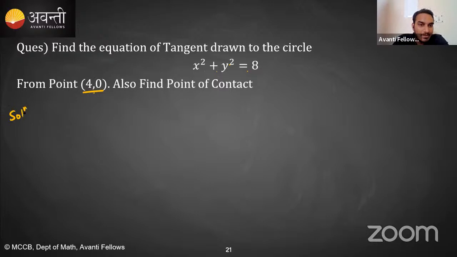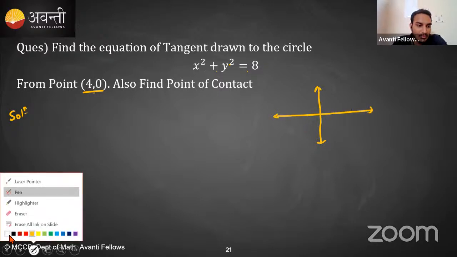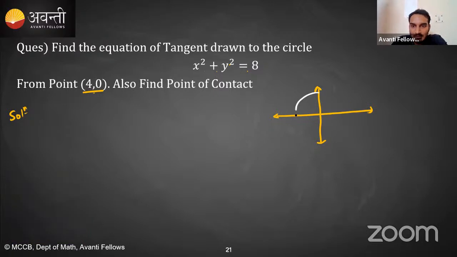For example, this is a circle that has the center (0, 0) and radius under root 8. So let's say this is the required circle. The radius is root 8, that is 2 root 2. So this is (2 root 2, 0). Center is (0, 0) and the point is (4, 0). So this is the point (4, 0). Clear? So how are you going to find the equation of tangent?